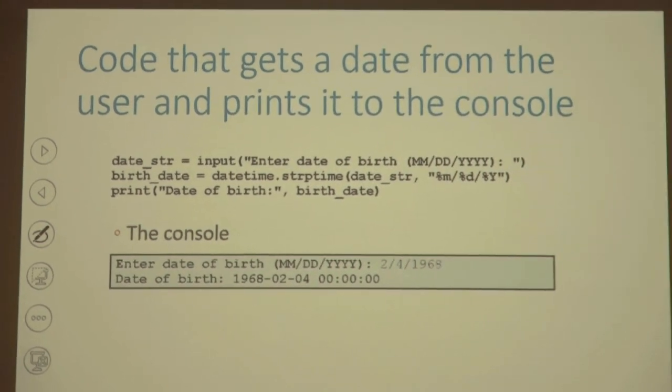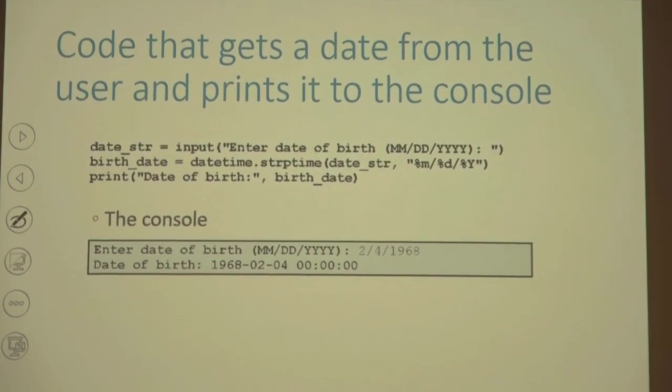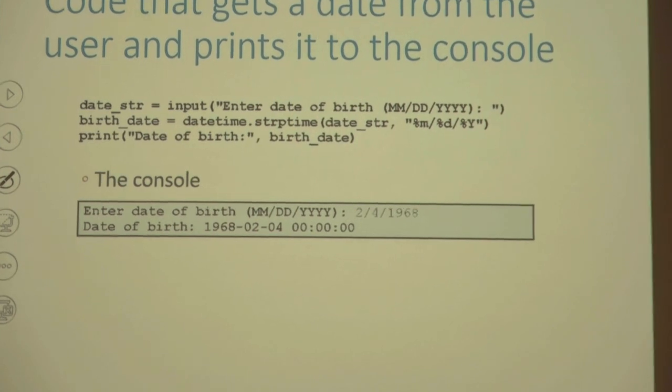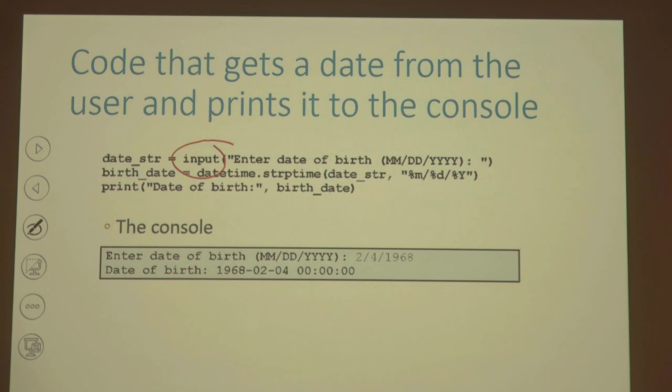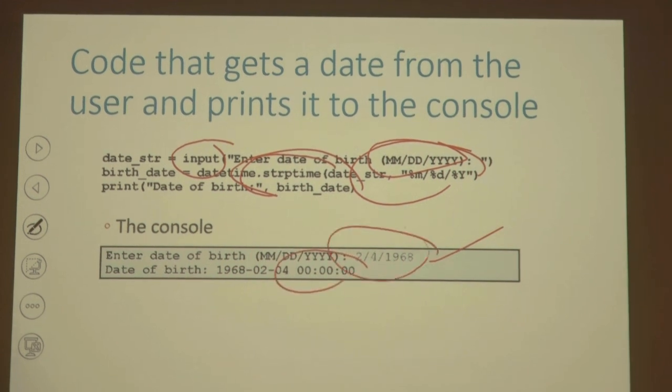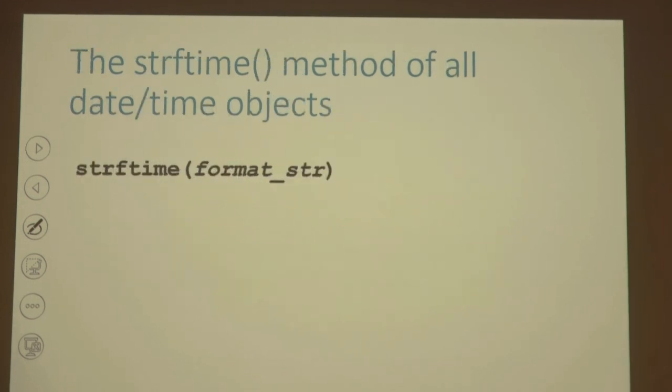Code that gets a date from the user and prints it to the console. For example, input: you're asking the user to enter the date, for example a birth date, in this format. Then you strip the time from it, the birth date. Of course, there's no time because the user did not enter the time, only the date.